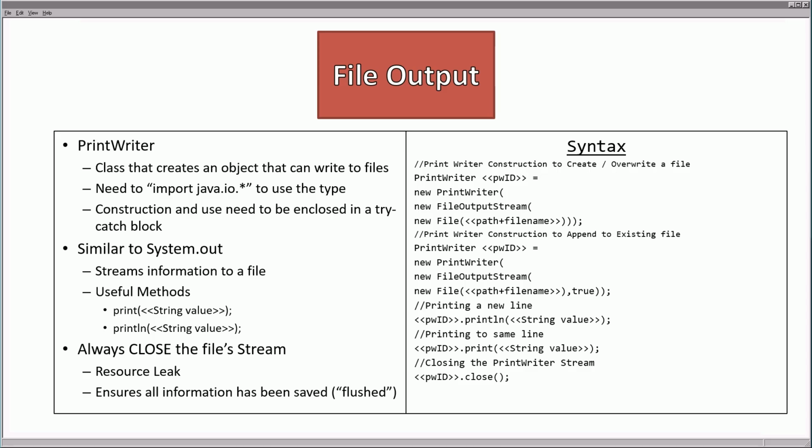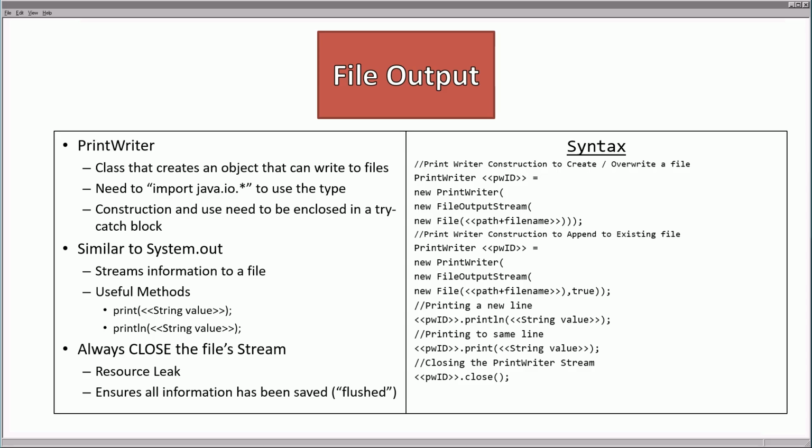Whenever we're using a print writer, we have to both construct it and use it inside of a try and a catch block. There are a lot of exceptional cases when it goes to file input and file output, so we have to be able to handle those exceptions. Once a print writer has been created, you basically use the object just like you would use system.out. In fact, it has two methods, one called print, which will print on the same line, and another one called printLine that will print to the next line.